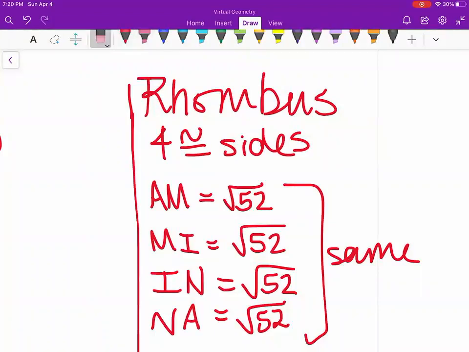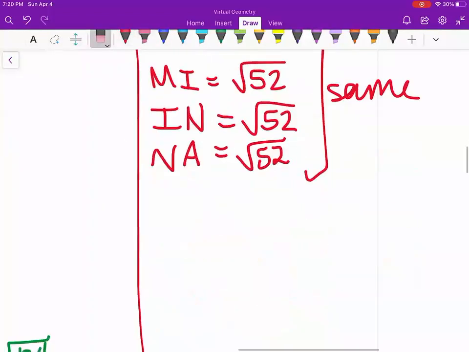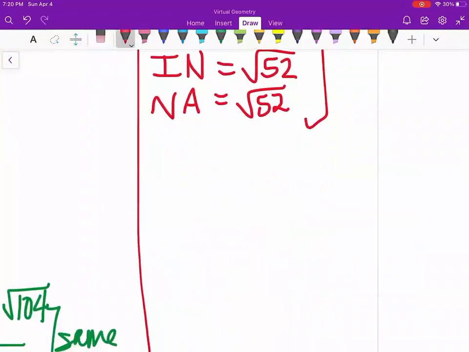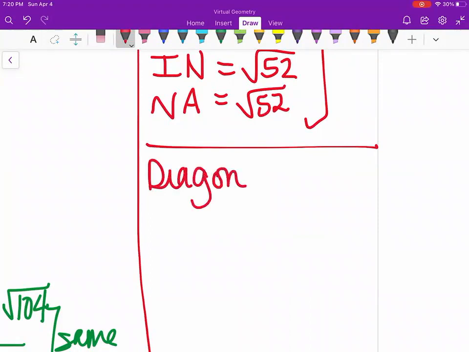With the parallelogram, yes, they were all 4 the same, but we only needed to prove that the opposites were congruent. Hence, AM and AN, or AM and NA, the same, and MI and IN, the same. The other thing that is specific to a rhombus that the others don't necessarily have is we have to prove that the diagonals are perpendicular. Remember, that's what that upside down T stands for. That is where the slopes are going to come in.